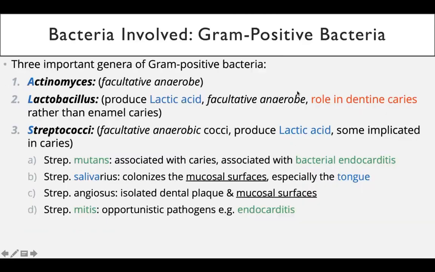Then we had some gram-positive and gram-negative bacteria causing periodontitis. We already know ALS for gram-positive bacteria: Actinomyces, Lactobacillus, Streptococci. Among streptococci, two species were mutans and mitis, causing endocarditis. Salivarius was especially for the tongue, and Strep salivarius and Strep gordonii were colonizing the mucosal surface of the gums.